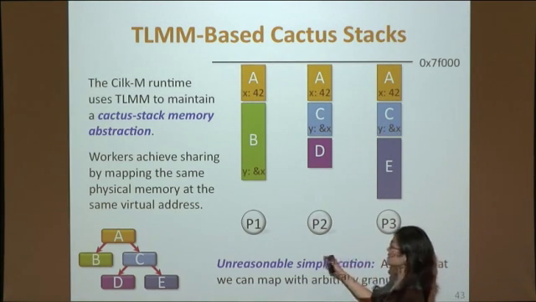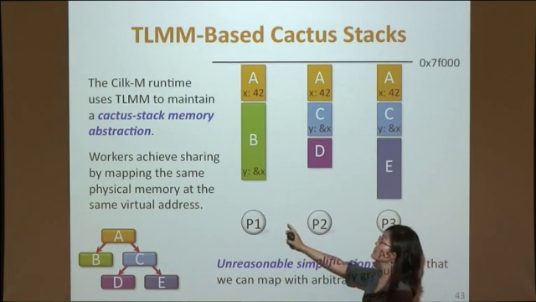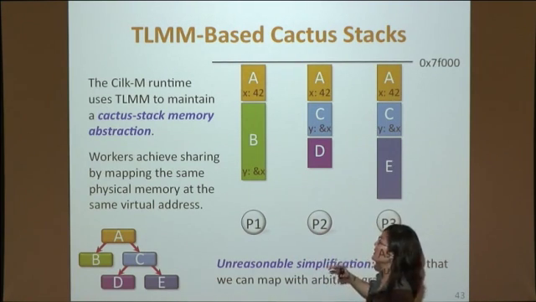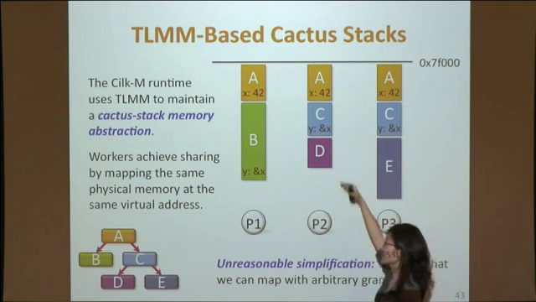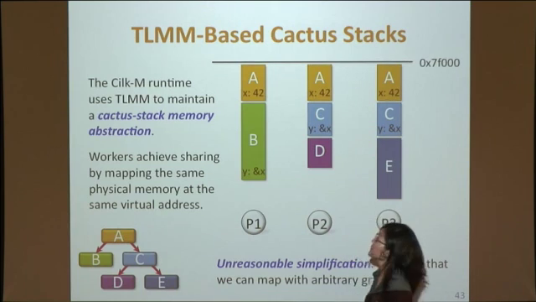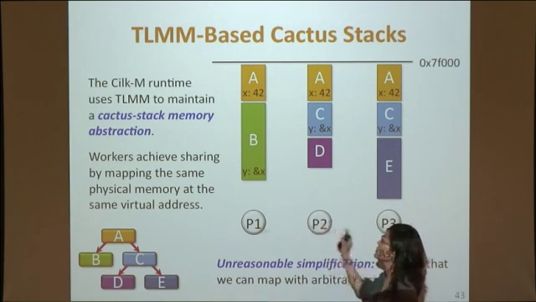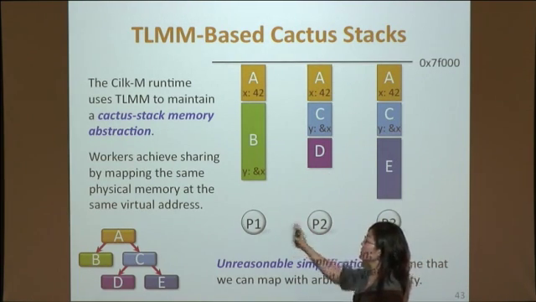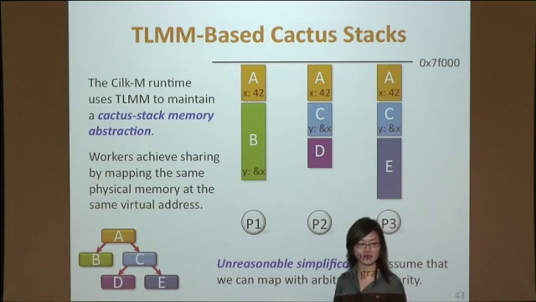And in this case, say for example, if P1 and P2 share the stack prefix of A, they can map the physical memory for A at the same virtual address and map the actual same physical page. On the other hand, they don't share B, C, and D, so they would map different physical memory after frame A. And with that, because A is allocated at the same virtual address for both threads, if A passes a reference down to its descendant, for both workers, they will see the same virtual address, and when they dereference that virtual address, it will actually point to the same physical memory.